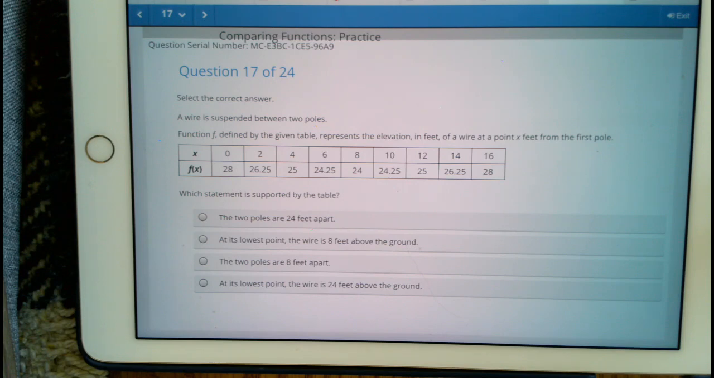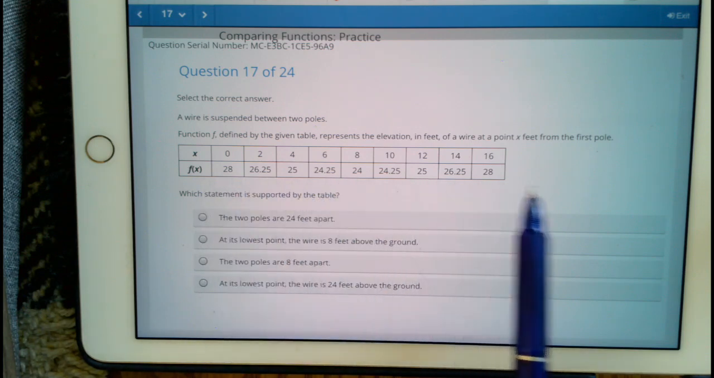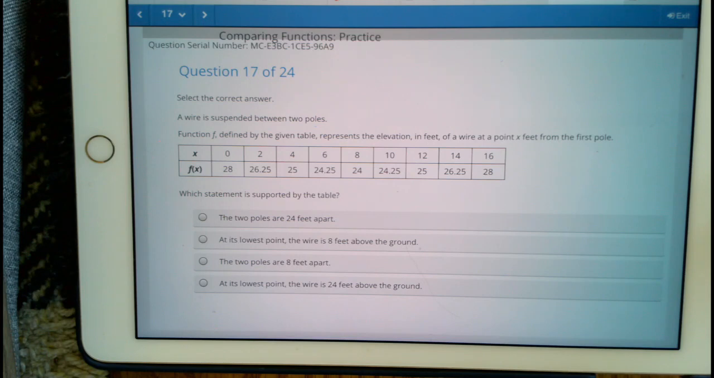The second answer says at its lowest point, the wire is 8 feet above ground. Well, remember our heights here are going to be these f of x, these y values. So there's no value that's 8 feet above ground. Again, we've already talked about how far apart we think the poles are. So it must be this last option here.